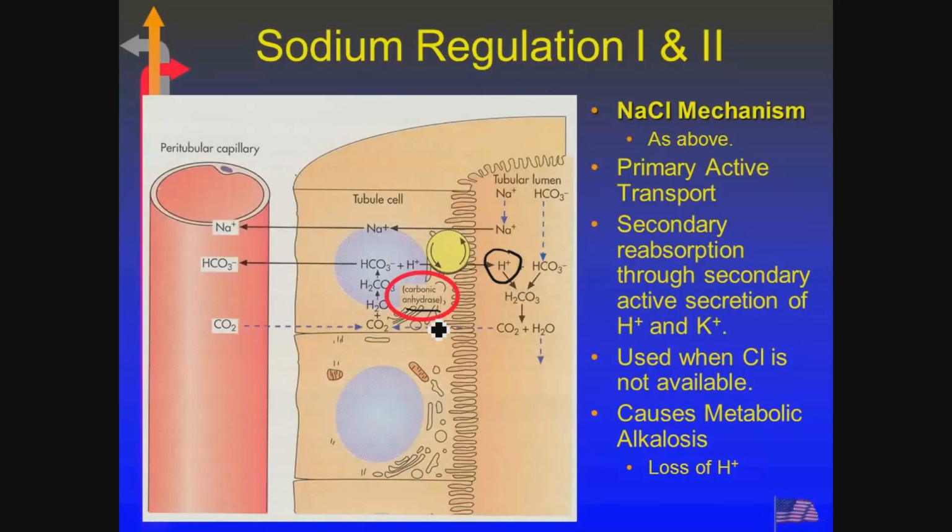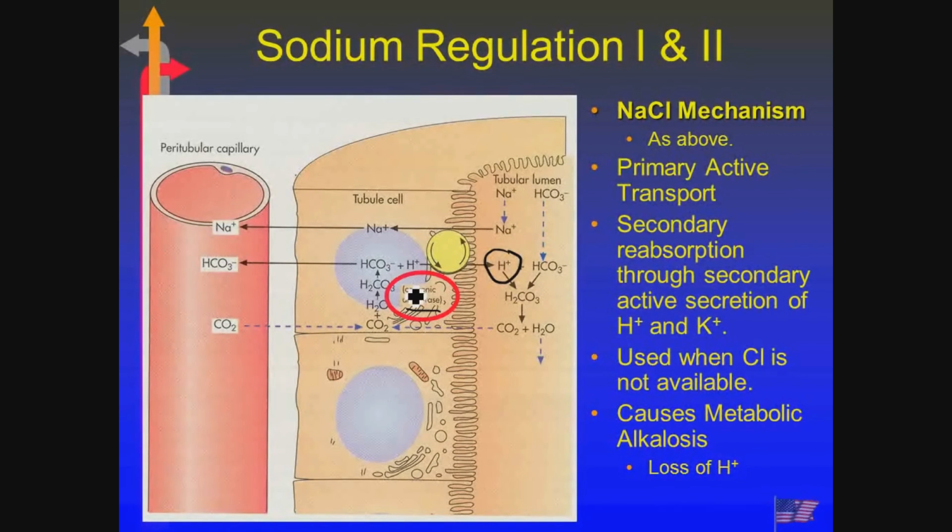Does anybody remember where the other one might be? Yes, in the erythrocyte. Other place that carbonic anhydrase is found is inside the erythrocyte. Does somebody know the third? In the eye.